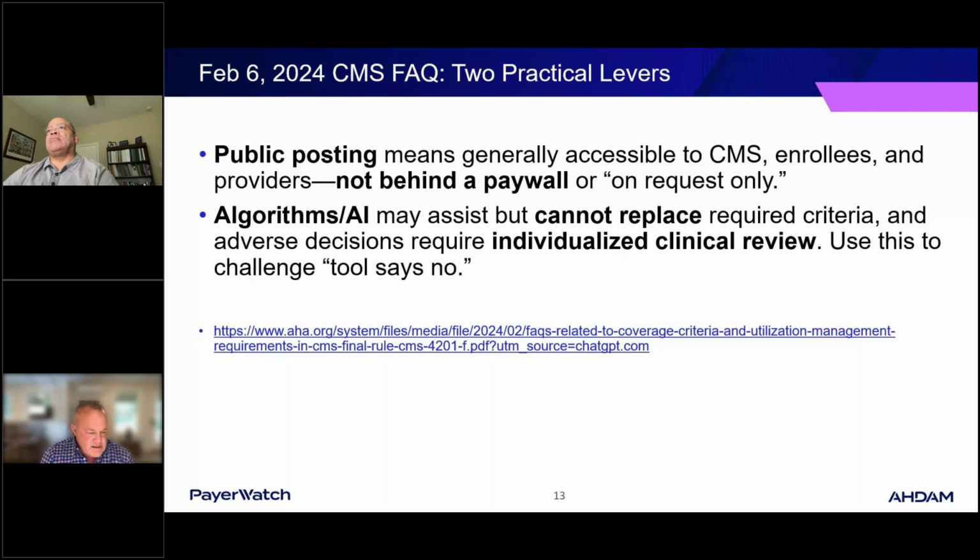We are in a world awash with AI. I think there's a lot of anxiety and fear of missing out. Certainly, insurance companies seem to be far ahead of providers in their willingness to use AI to deny claims. The federal government has said that algorithms and artificial intelligence can assist but cannot replace required criteria. And they specifically say that adverse decisions require individualized clinical review.